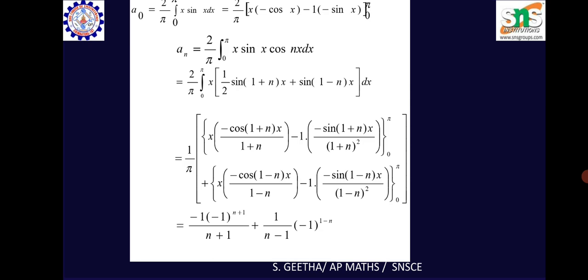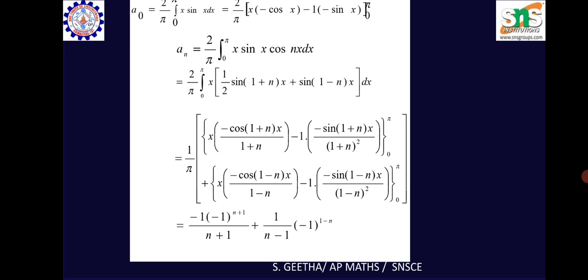So, a0 is equal to 2 by pi times the integral over 0 to pi of x sin x dx. Here we integrate this function and substitute the upper and lower limits, and we get the a0 value equal to 2. And an is equal to 2 by pi times the integral over 0 to pi of x sin x cos nx dx. Here we are going to use the formula sin x cos nx can be written as sin(a plus b) plus sin(a minus b) divided by 2.